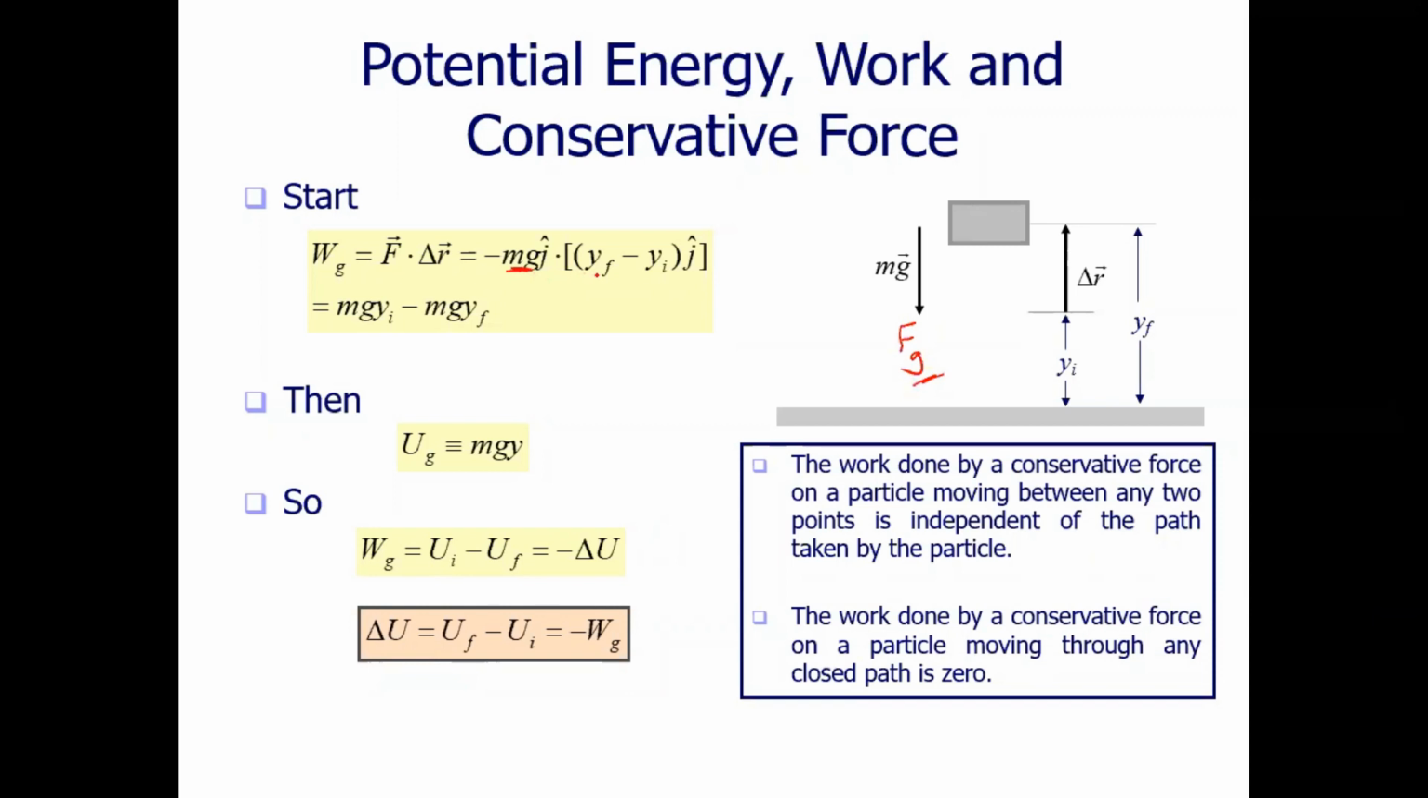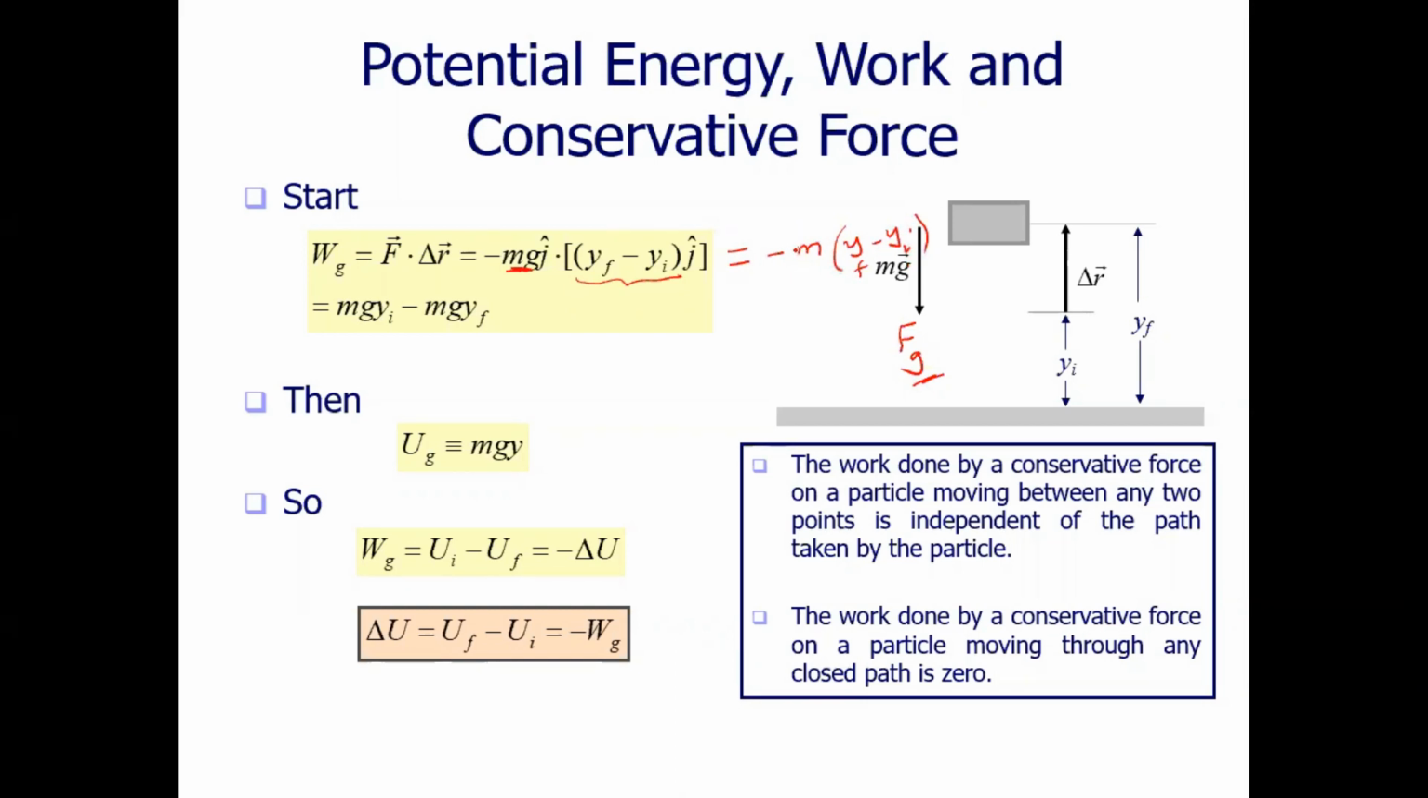And we have this, which is basically just a displacement. Displacement is given by the final position minus the initial position. So in short, we are saying that this can be written as minus m, and then the y final minus the y initial. So that is basically the work that is done by the gravitational force.